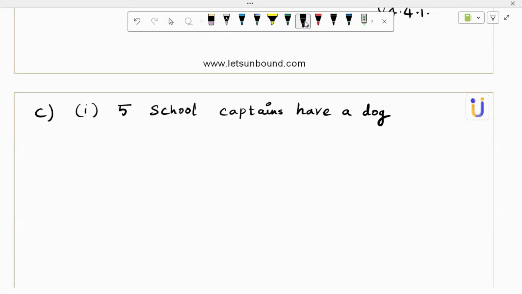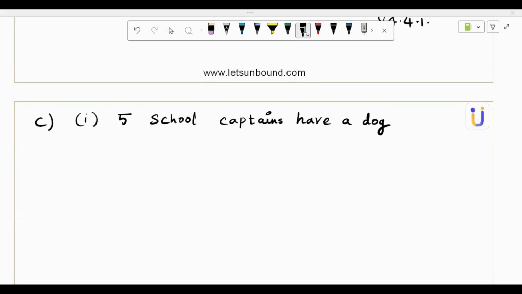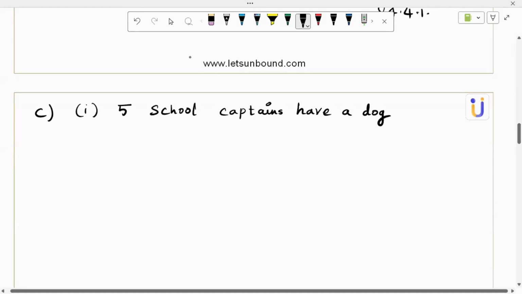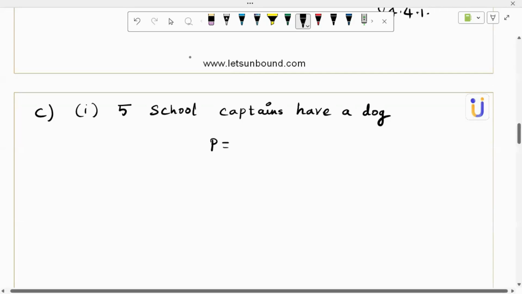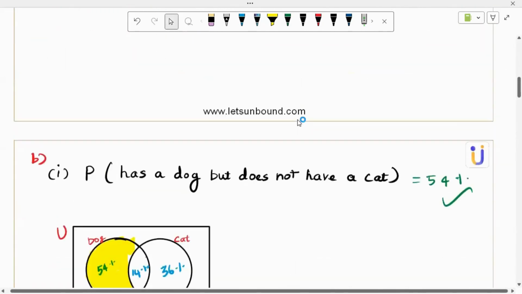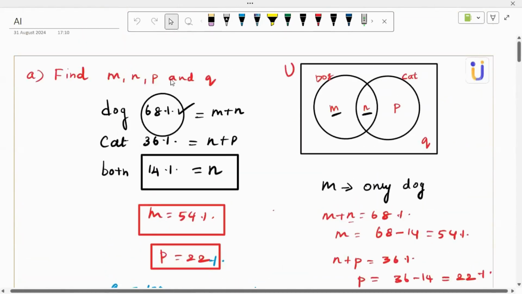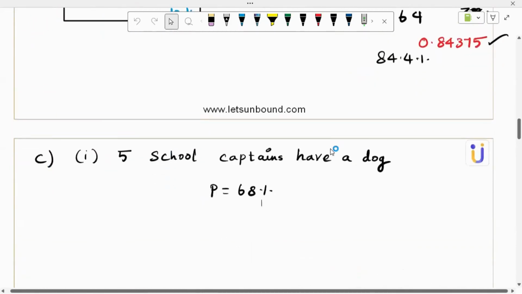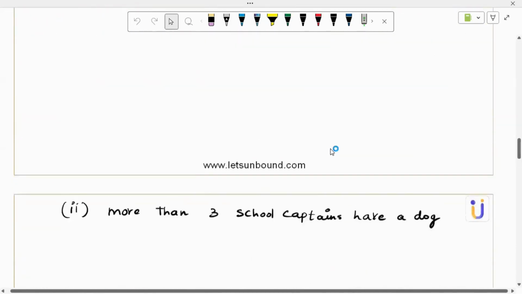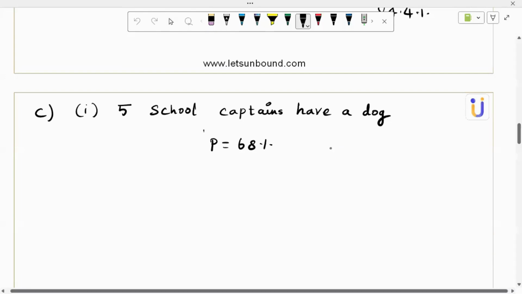He used binomial distribution. First one, 5 school captains will have a dog. So we are doing it for the next 10 years, so the probability that 5 school captains will have a dog. The probability of having a dog is 68%. I hope you remember that. It's not 54. I will tell you why. 68%, because they didn't mention it's just a cat or just a dog. They mentioned dog, so even if they have a cat, that is not a problem.